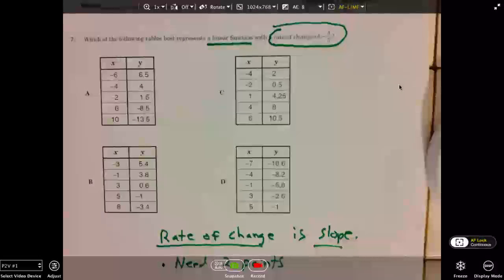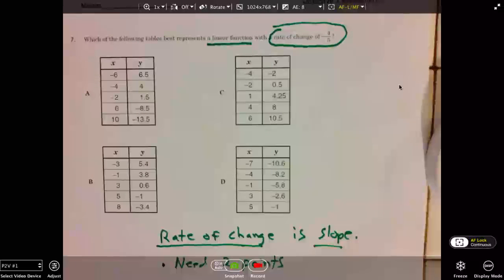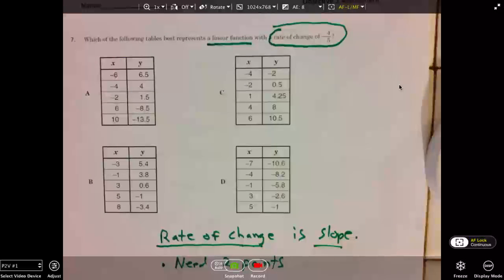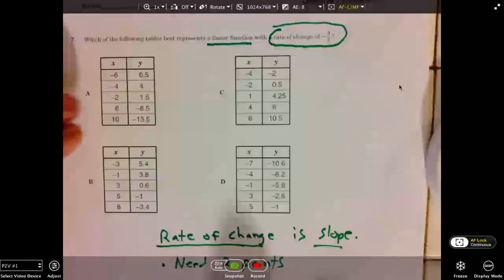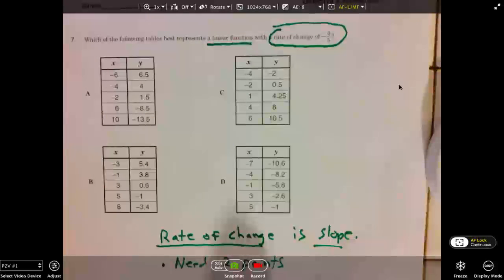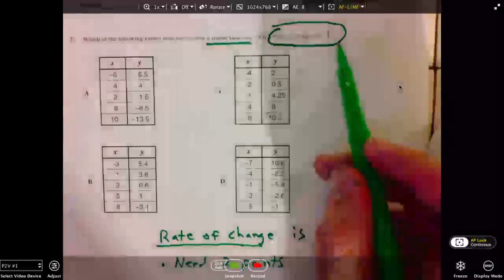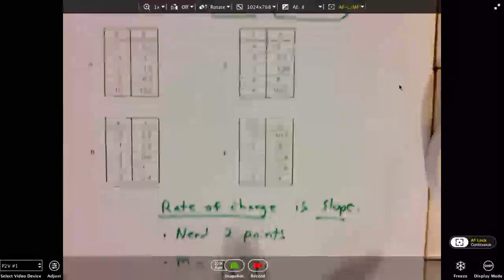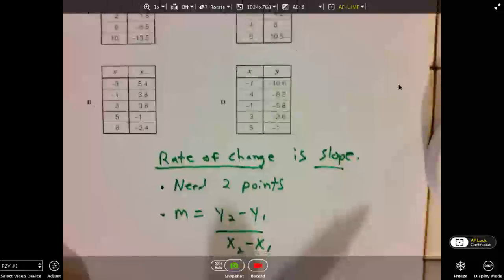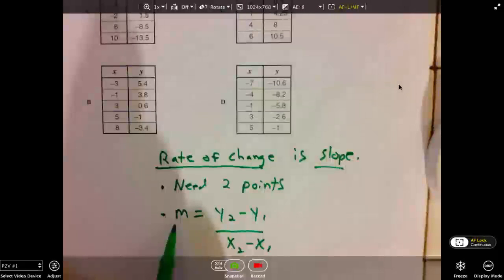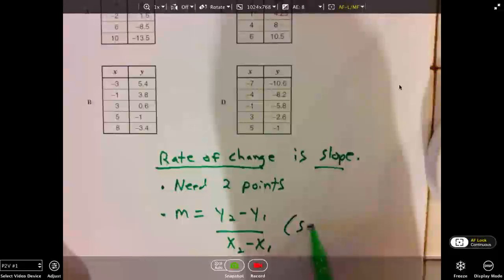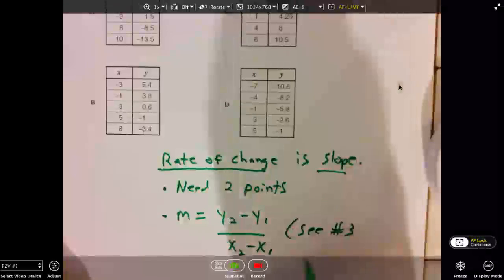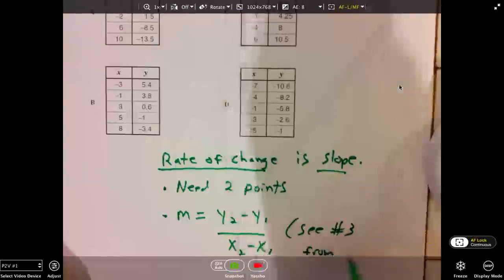You could refer to problem number 3 from the previous video, which will show how we can calculate the slope. So you can pick any 2 points off of these tables, find the slope, and look for the one that has a slope equal to negative 4/5. Again, employing the slope formula, m equals y2 minus y1 over x2 minus x1. See number 3 from the previous video.